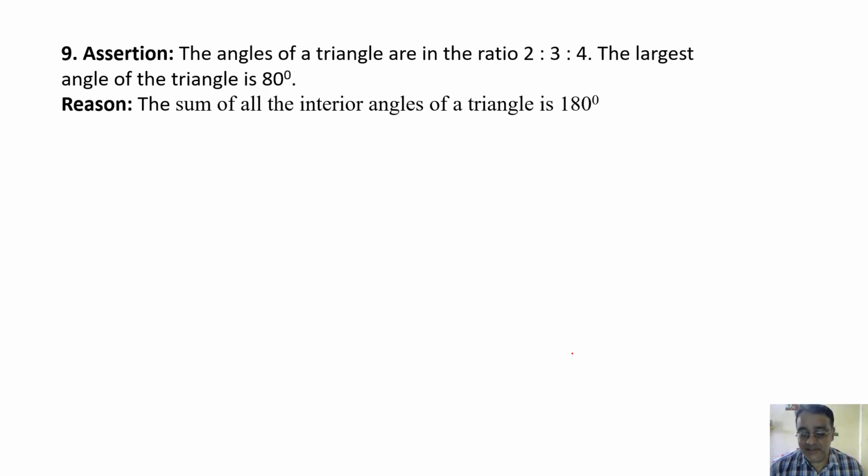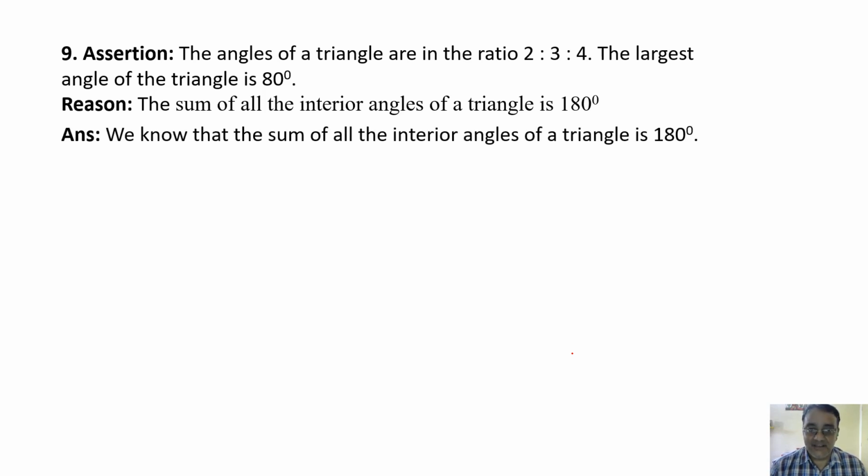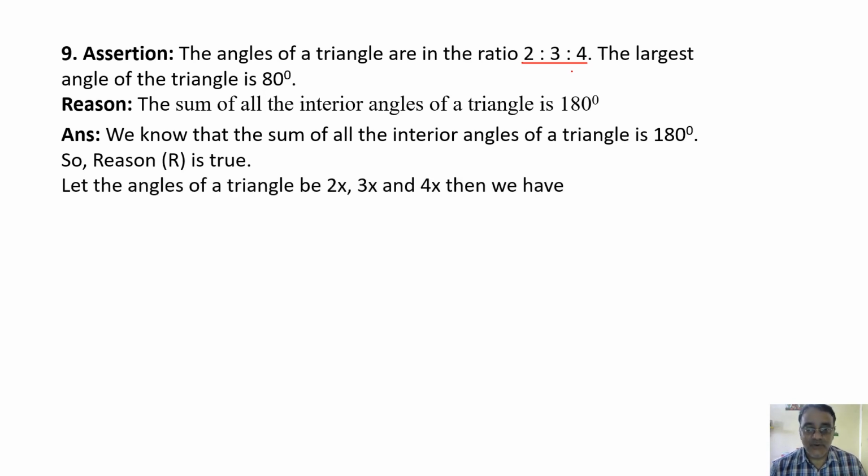So reason का statement सही है? Yes, sir. Okay, and we have to use this reason also in the assertion. So we know that the sum of all the interior angles of a triangle is 180 degrees. So reason is true. Now for assertion, the ratio is given of all the three angles. So we'll take 2x, 3x, 4x, right? And the sum of all the interior angles of a triangle is 180 degree. That we know. So the sum of these three angles is 180 degree.